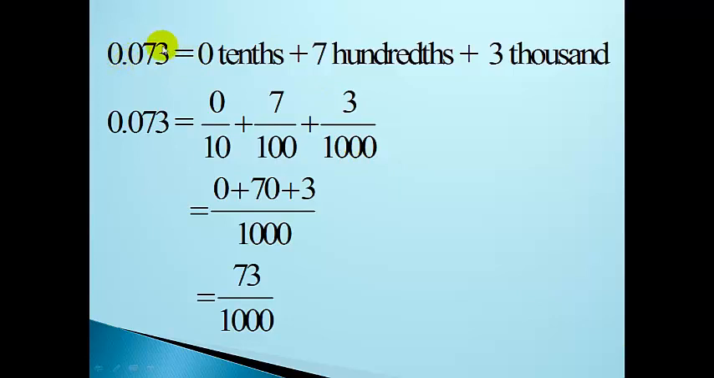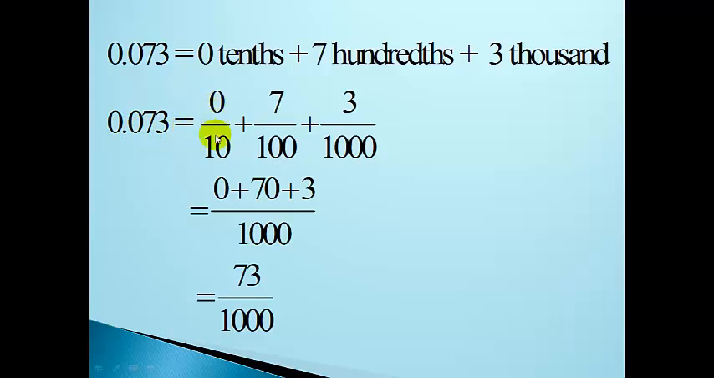Now when we consider the decimal fraction 0.073, this is equal to 0/10. That is, the 0 is occupying the 10th position, 7 is occupying the 100th position, and 3 is occupying the 1000th position. So 0.073 will be equal to 0/10 plus 7/100 plus 3/1000.